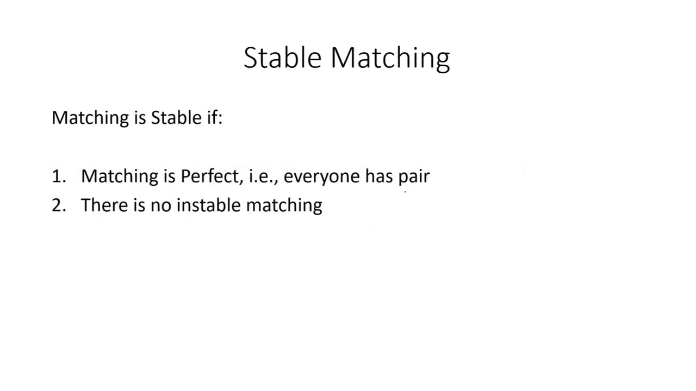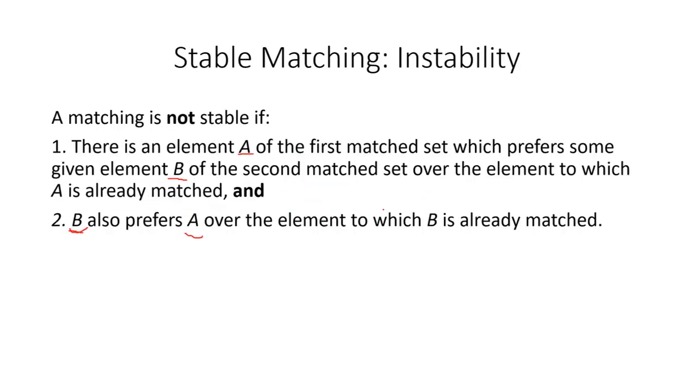But in order to solve this problem, the matching should be stable, and the definition of stability is the next one. It should satisfy two conditions. The first one is the matching is perfect, so it means that everyone has a pair, no one is single. And the second condition is that there is no unstable matching. There is no situation like this.